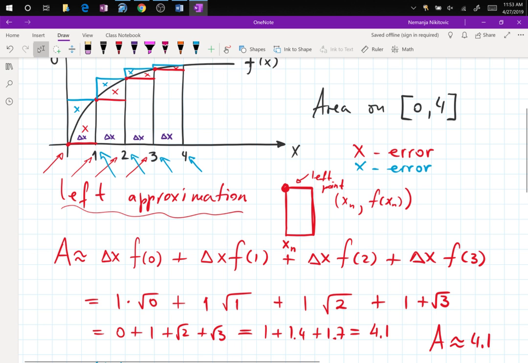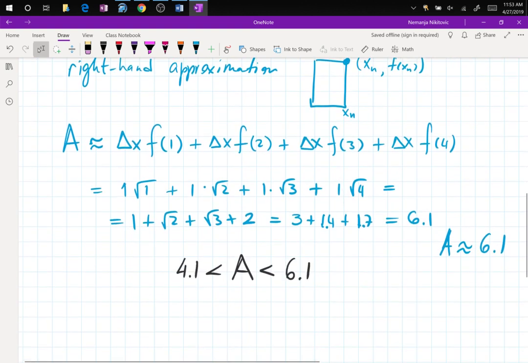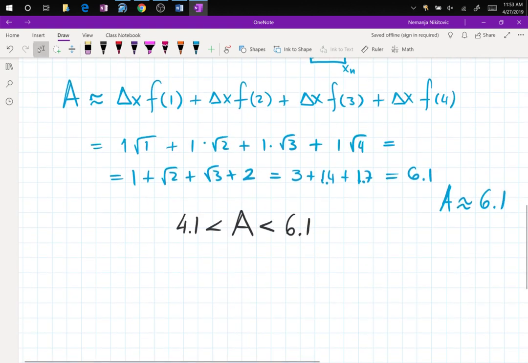now some people said, well, can you just take the average and get the exact? No. If you take the average of 4.1 and 6.1, you're going to get 5.1, and that's still going to be an approximation. Now, there is a way to calculate the exact value, but we have to build up to that. So now we learned how to do the left and right approximations, and now it's time for us to write a very important sentence.